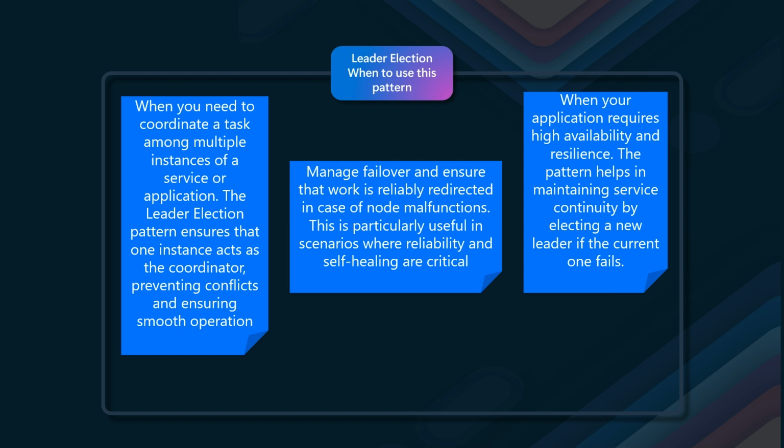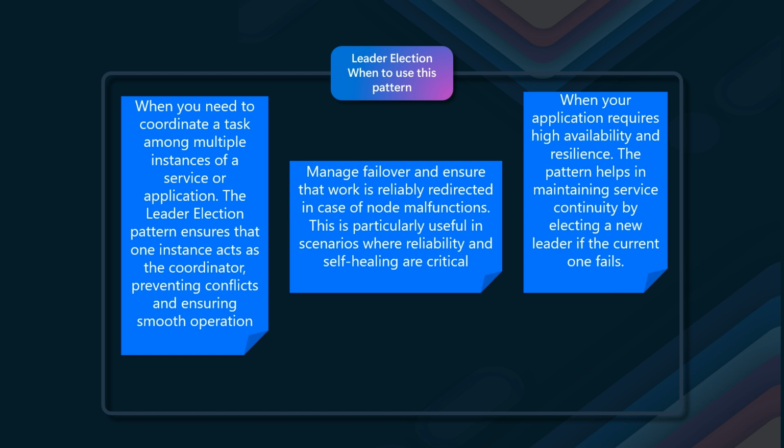High availability requirements. When your application requires high availability and resilience, the pattern helps maintain service continuity by electing a new leader if the current one fails, thus supporting failover mechanisms. Scalability: when you need to scale out your application horizontally, the leader election pattern can help manage the coordination of tasks across multiple instances, ensuring that the system scales efficiently without bottlenecks.